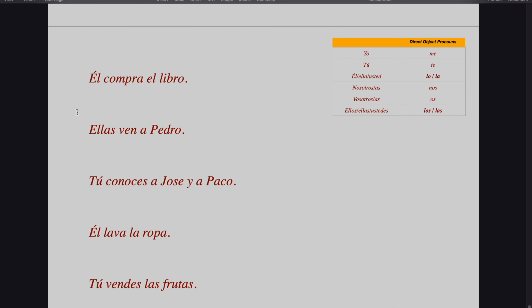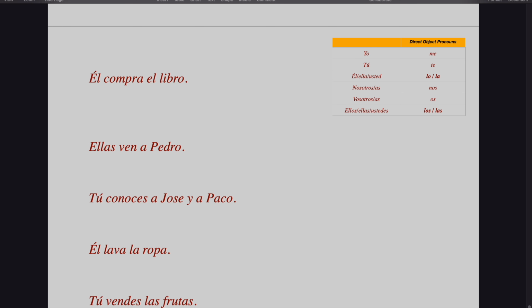So, él compra el libro. That means he buys the book. What does he buy? When you put the question what to the verb, compra is the verb here. So, what does he buy? He buys the book. So, the book is the object and there is only one object. So, that is the direct object. So, let us write he buys it.